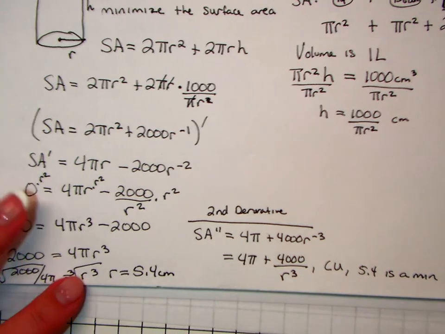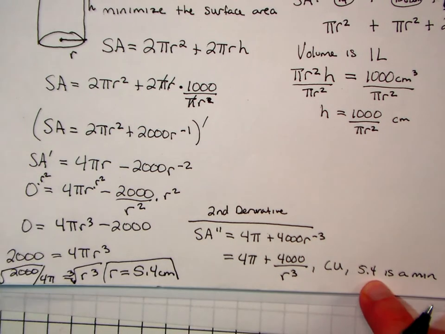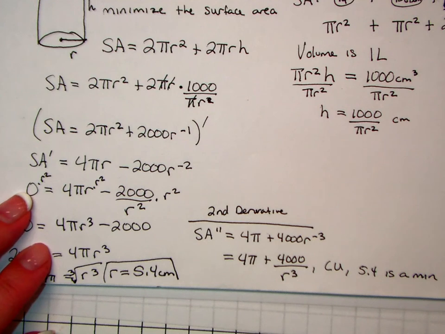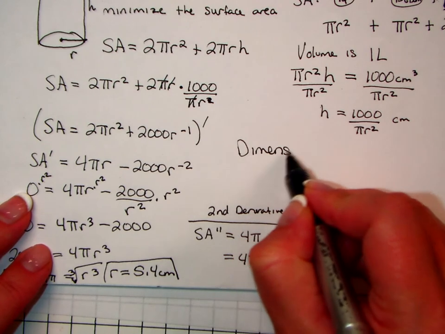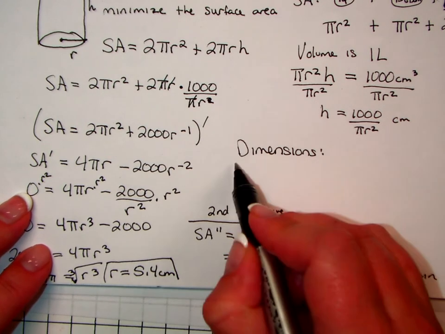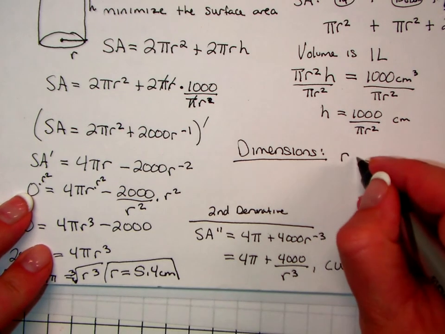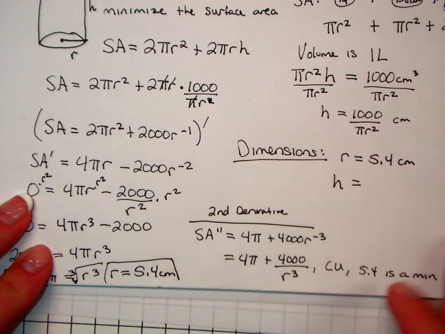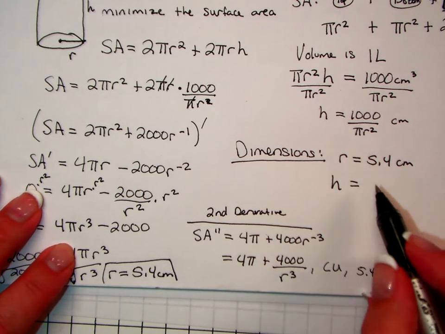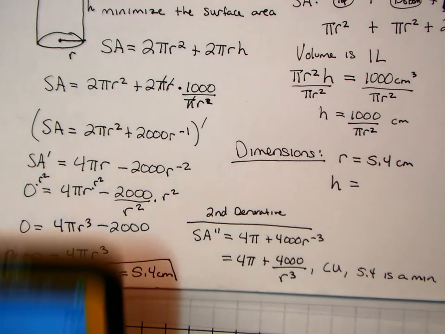All right, so we have an answer. 5.4 centimeters. We verified that it is indeed a minimum. But let's answer the question. Find the dimensions that will minimize the cost. So the dimensions here, we just need to tell them what the radius should be and what the height should be. So the radius is 5.4 centimeters. What should the height be? Let's go ahead and just plug 5.4 into our height equation there.